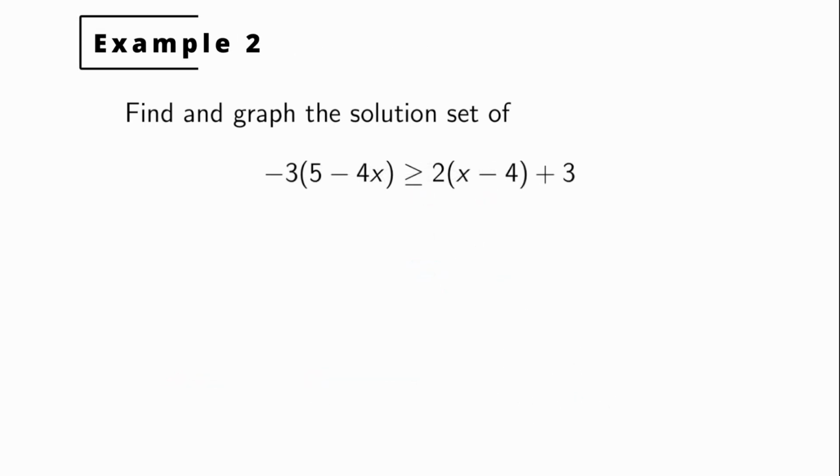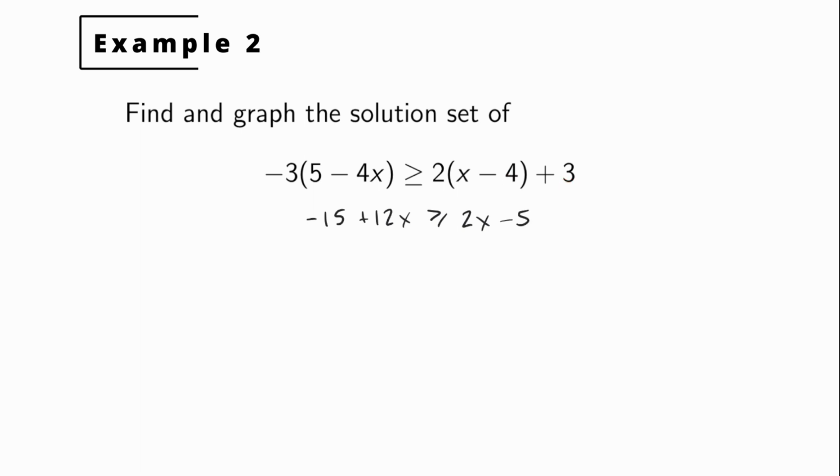Here we have a more complicated example, but again, the strategy is the same as when we were solving linear equations. I just want to simplify both sides of this inequality, and then I want to try to get x on one side and a number on the other side. So first, we start by distributing on the left-hand side. So this will give us -15 plus 12x is greater than, it's going to be 2x, 2 times -4 is -8, plus 3 is -5.